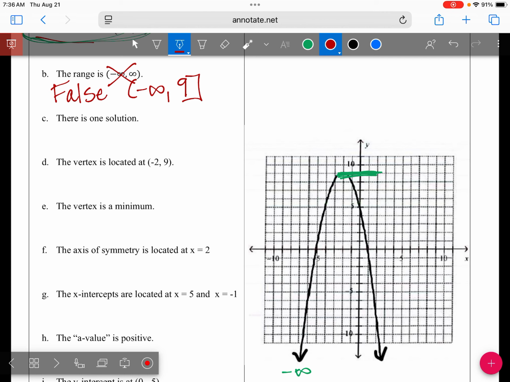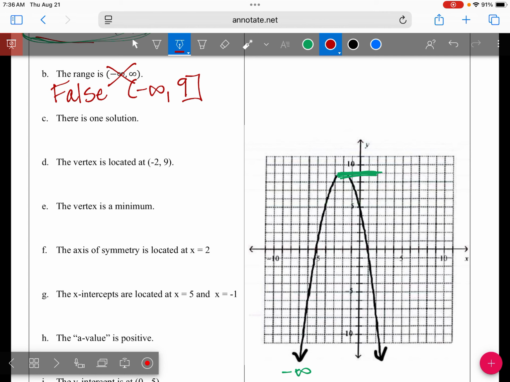Yes, -infinity will always go first, because interval notation is the smallest number to the biggest number, and -infinity is the smallest number in the world. There's nothing smaller than -infinity, so that always goes first.